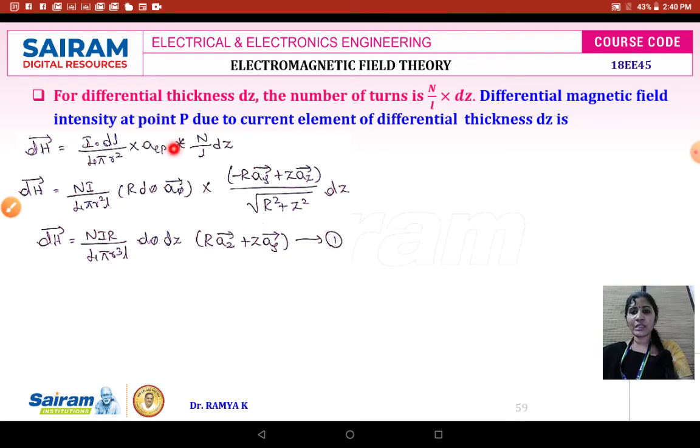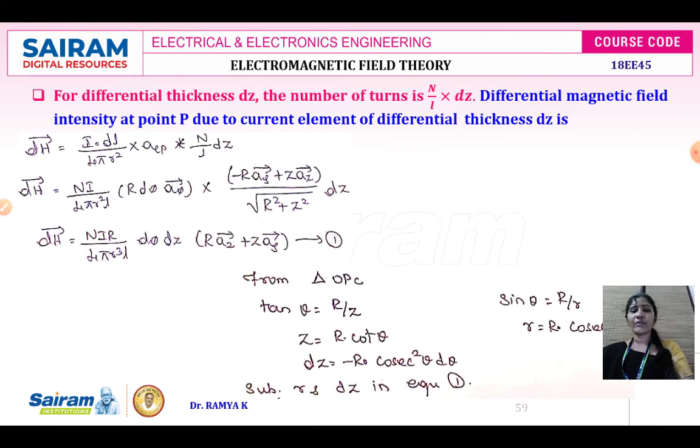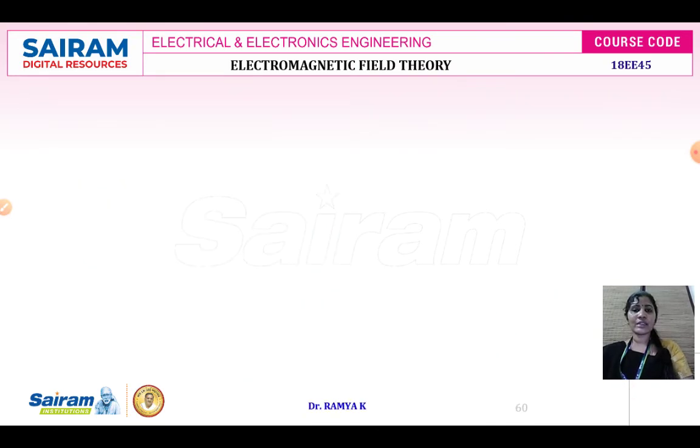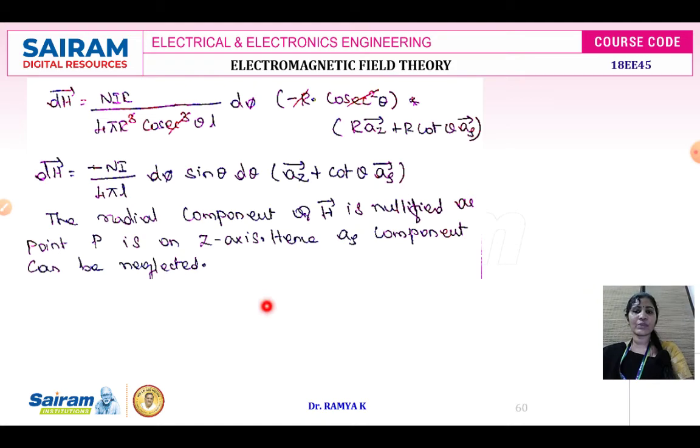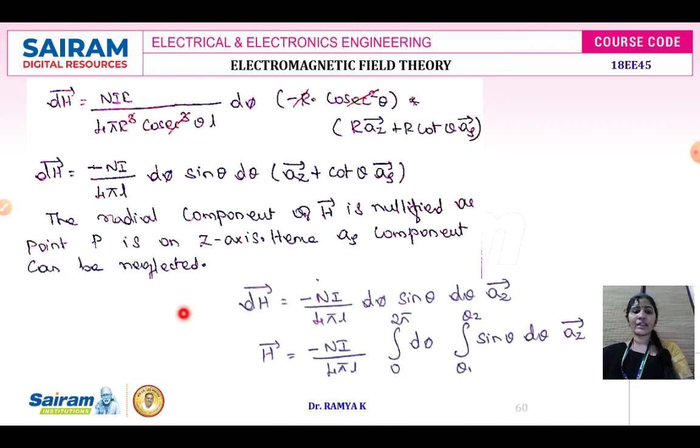Then a_R is nothing but your unit vector from the distance between cause and effect. When you solve this, you will be getting the answer. The problem solution is same as before. When you solve this, you will be getting the answer dH is equal to minus NI divided by 4 pi L d phi sin theta d theta (a_z plus cot theta a_rho). Now we'll get the expression like this. Here the expression is with respect to theta and phi.